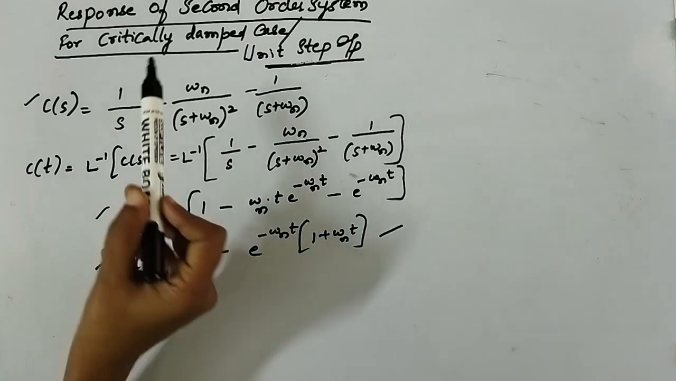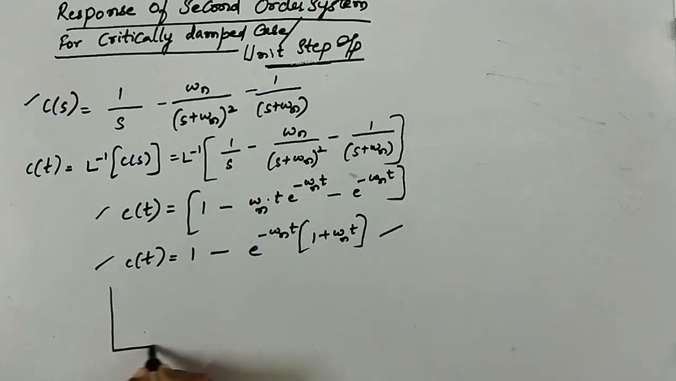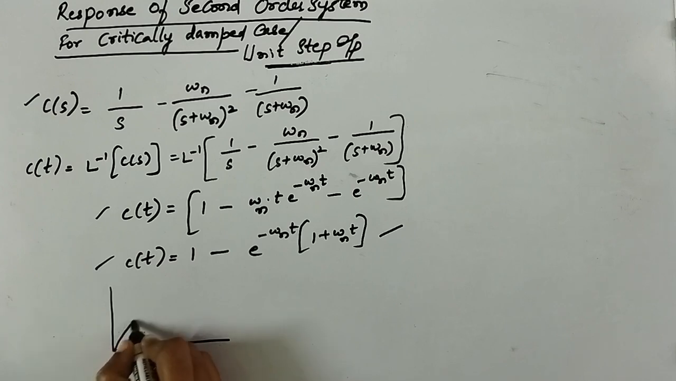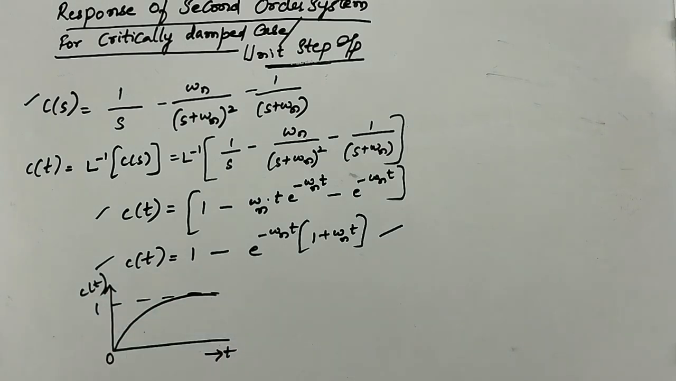This is the response for second order system for critically damped case per unit step input, and the output would be like this. The response of critically damped second order system will be having no oscillations.